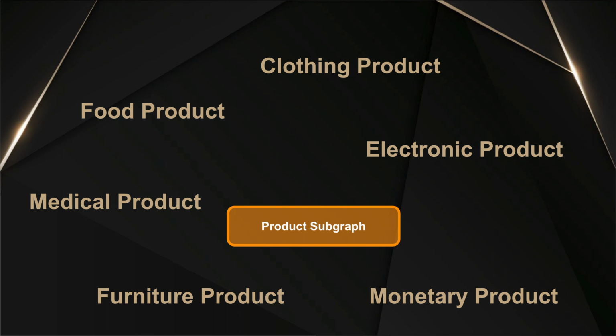And the reason for that is because we split up our subgraphs based on separation of concerns. So if team A wants to work on electronic products and clothing products, then they get their own subgraph for this. If team B wants to work on medical products and furniture products, they can get their own subgraph for that and own these entities.